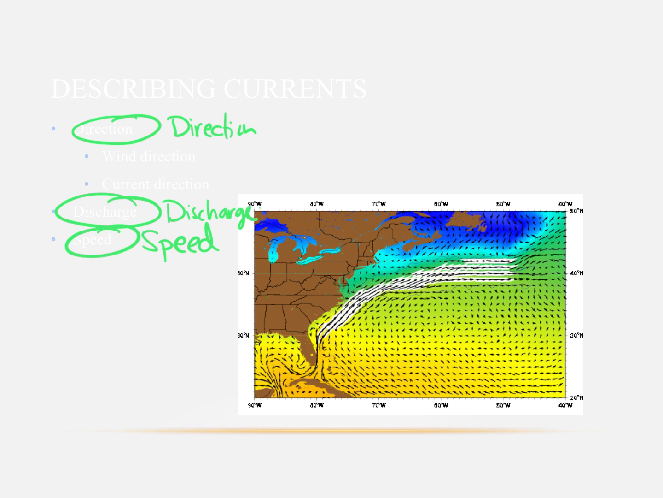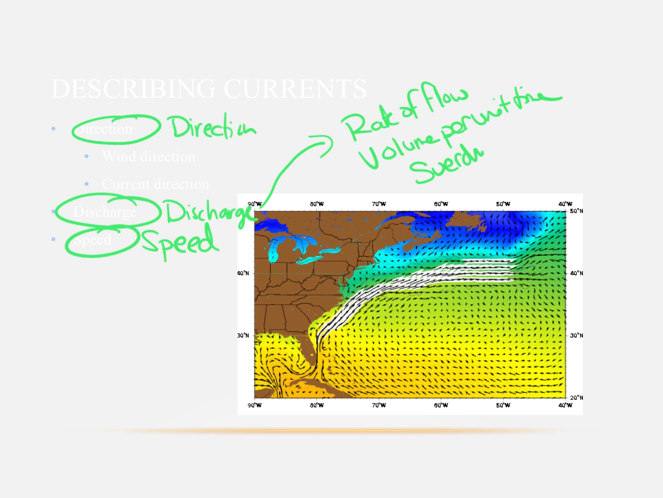Discharge here, I'm going to give you a definition. This is the rate of flow, or you can look at it as volume per unit time. Okay, so we use units called Sverdrups. We abbreviate it SV. So 1 Sverdrup equals 1 million cubic meters per second. The Gulf Stream, for example, has a discharge of 55 Sverdrups, which is 300 times that of the Amazon River.